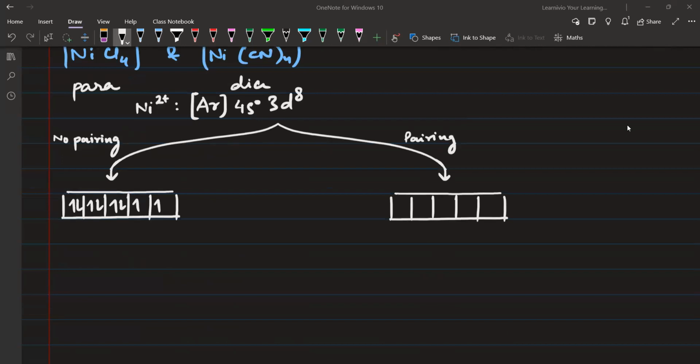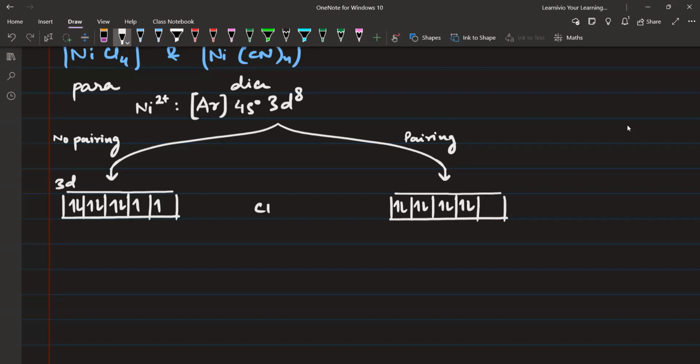1, 2, 3, 4, 5, 6, 7, 8. In this case, we have left an orbital vacant and still paired. Here we are not doing that. Here we are just following Hund's rule of maximum multiplicity. In this case, the 3d is completely filled.